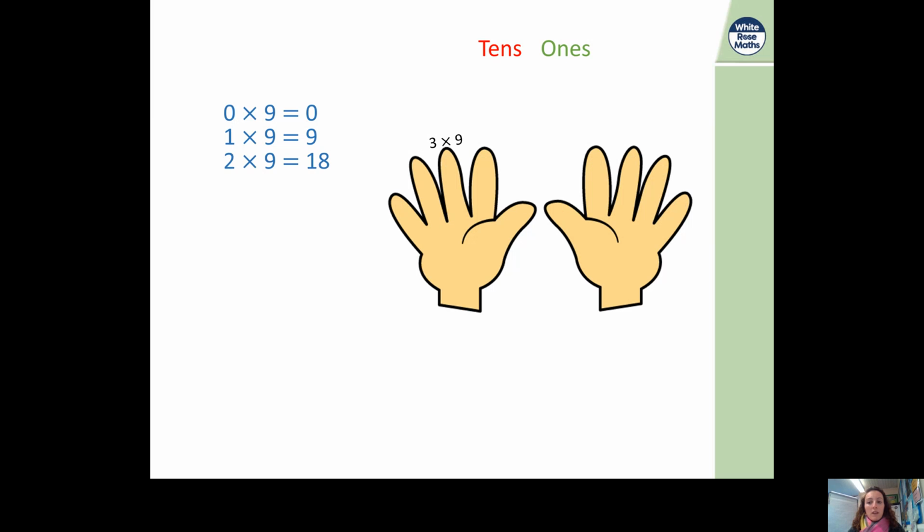If we carry on then, hold the next finger down, the third one. That represents 3 times 9. So we've got 2 little fingers on the left-hand side. That represents 2 10s. And we've still got 7 ones. So 3 times 9 is 27. It's quite a cool trick to be able to work out your 9 times table. Let's carry on then. The next finger represents 4 times 9. So to the left, we've got 3 10s. And to the right, we've still got 6 ones. So 4 times 9 is 36.